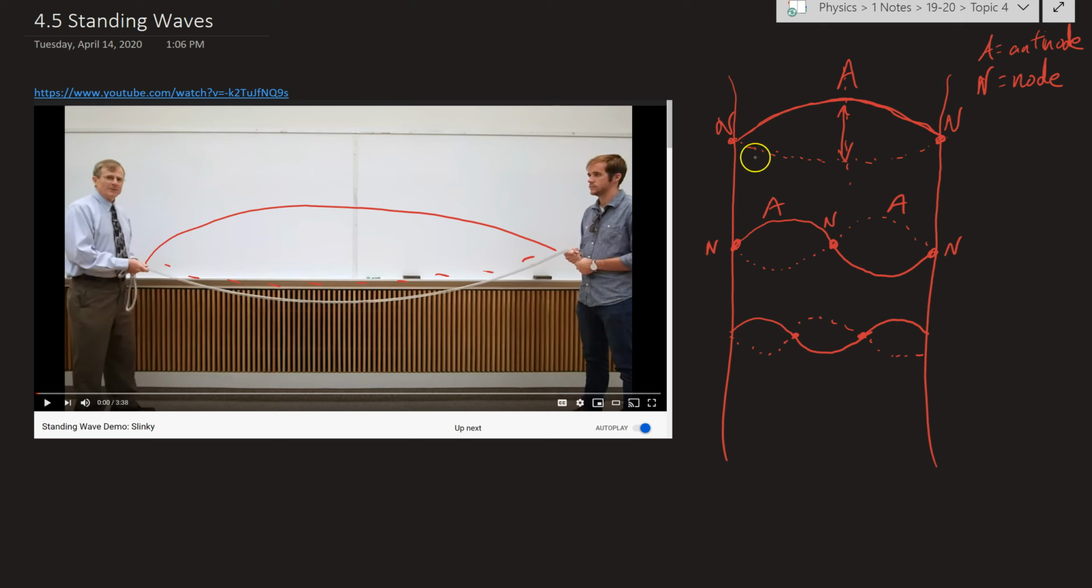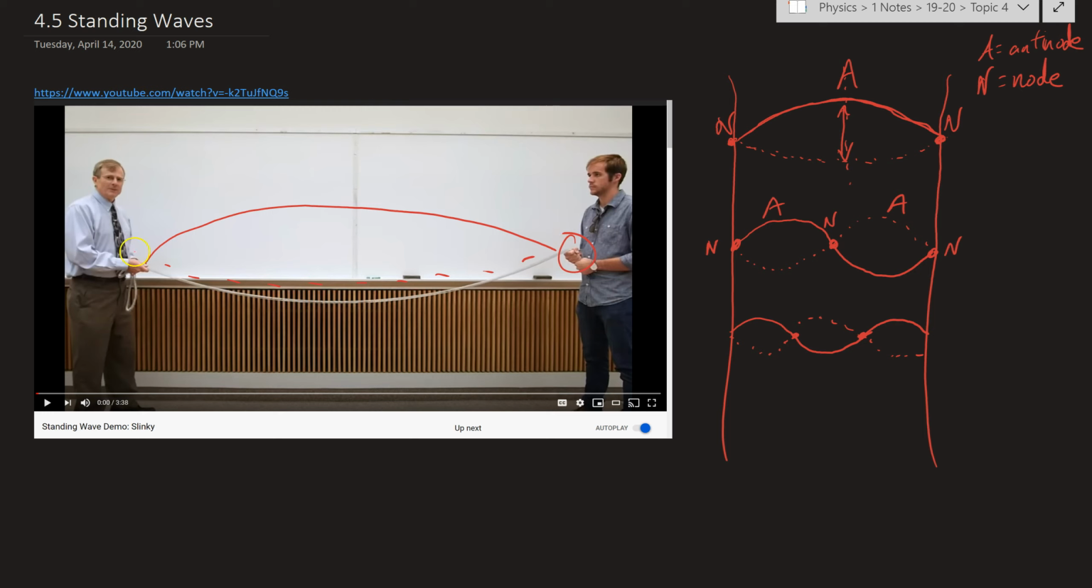I usually have to think about what the patterns look like to get to the formula, and that's the better way to do it. Because there's different end conditions that could be happening. In the video and in this diagram, the ends are both nodes, but you can find standing waves where that's not true. You can find one end is a node and one end is an antinode, or both ends are antinodes. It's a little absurd to think about a string where both ends have antinodes, though, because how would you set that up physically and make it work?